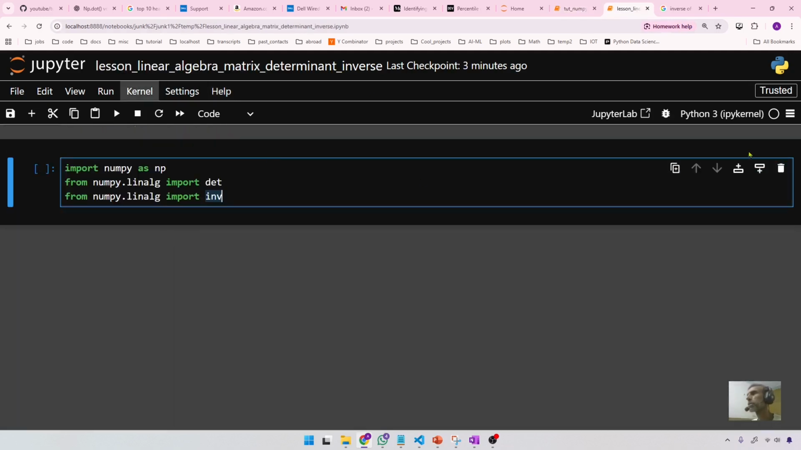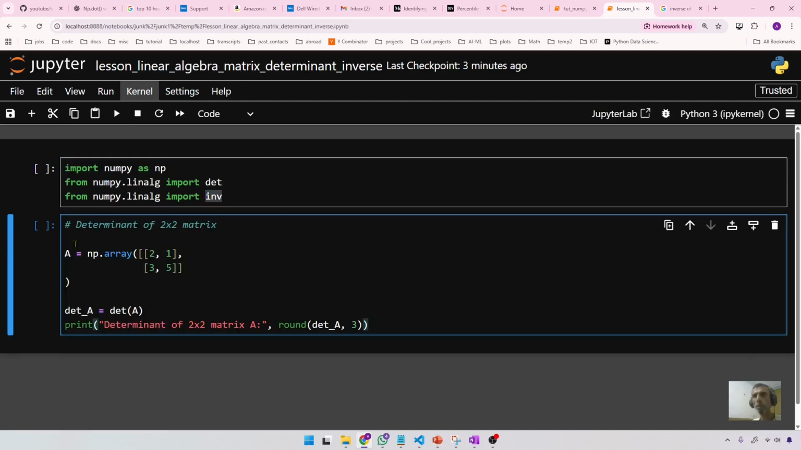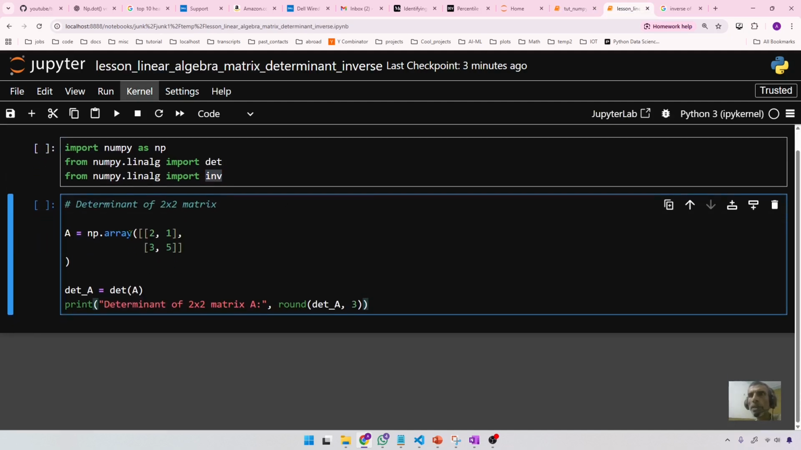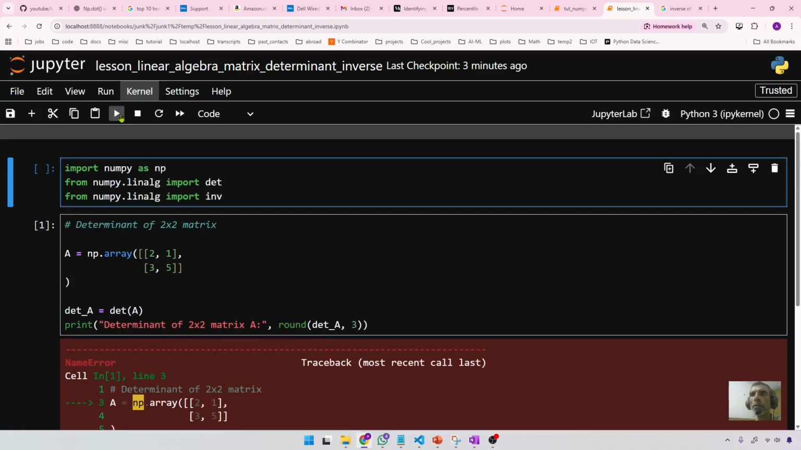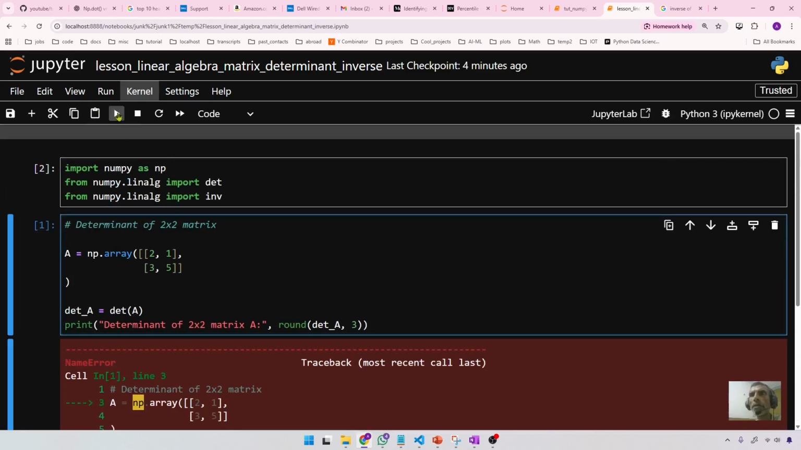Come over here, and this is my matrix. My matrix is 2, 1, 3, 5. This is a 2 by 2 matrix, and we want to calculate the determinant of that. And the answer would be, oh, I did not run this cell, I have to run this cell, and then come back and run this cell.